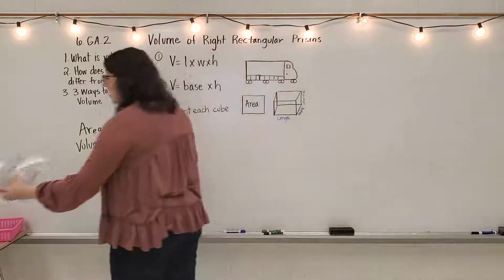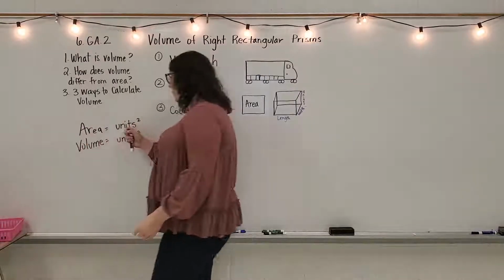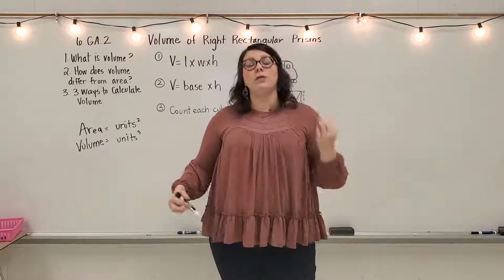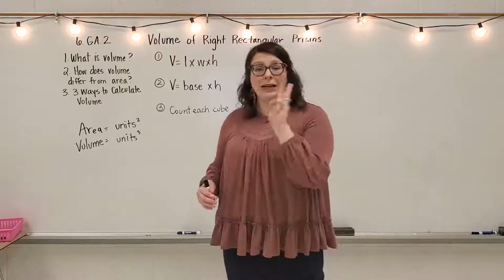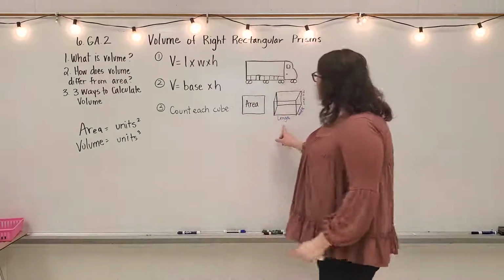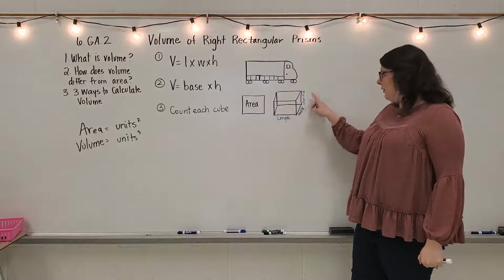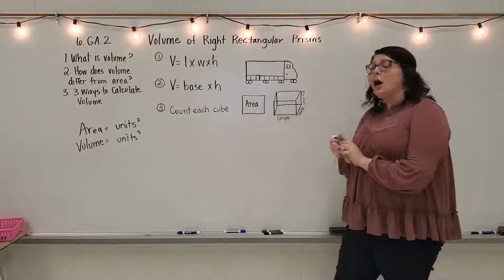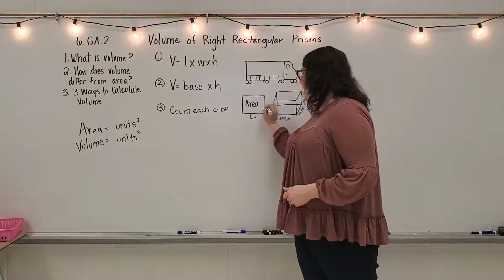So in this case, area is always going to be units squared because it only has 2 dimensions, where volume is always going to be units cubed because it has 3 dimensions. And those 3 dimensions are length, width, and height, where area only has length and width.